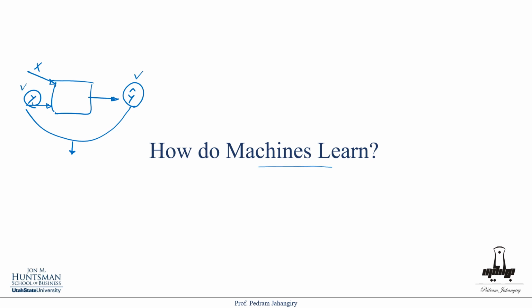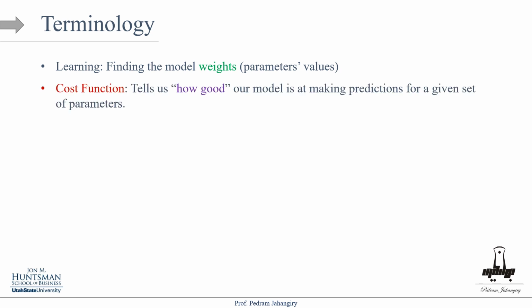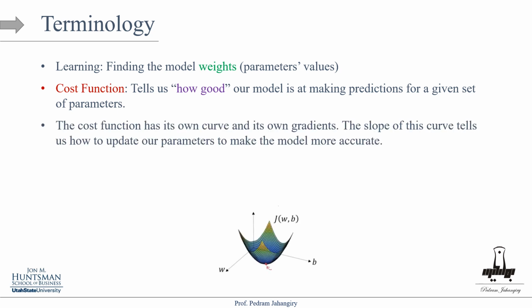Okay, now let's look at the formal definitions. Starting with learning: what do we mean by learning? Learning is the process of finding the model's weights and/or the values of the parameters and hyperparameters. What is the cost function? The cost function tells us how good or bad the model is at making predictions given a set of parameters and hyperparameters. Each cost function has its own curvature and its own gradients.